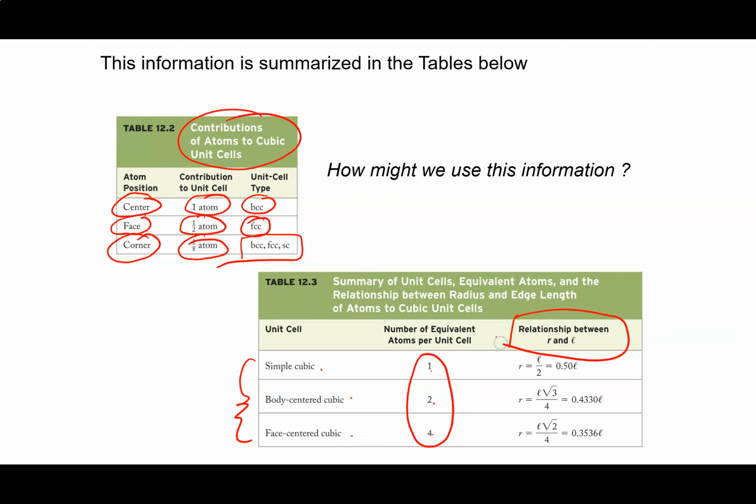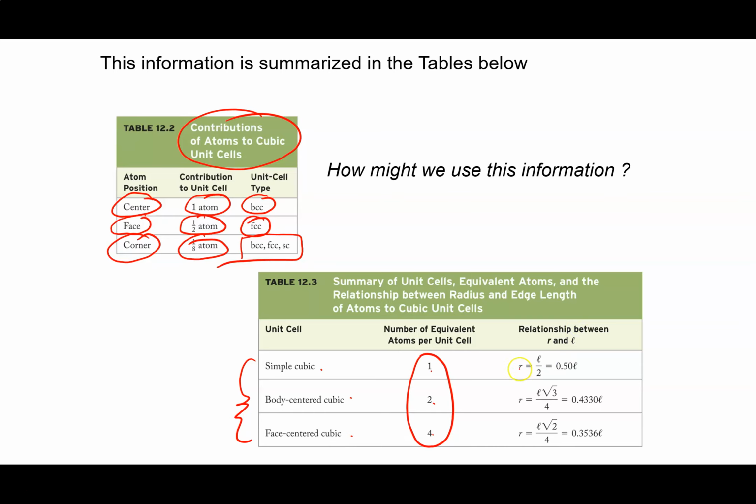Noting that the atoms in simple cubic unit cells touch along the edge of the unit cell, that the atoms in body-centered cubic unit cells touch along the body diagonal of the unit cell, and that atoms in the face-centered cubic cell touch along the face diagonal, we were able to establish relationships between R and L. And here they are here.